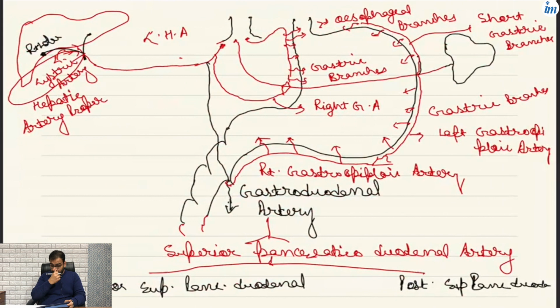Now, if I ask you individually, according to the anatomy of the stomach, what is the blood supply of the fundus part of the stomach? You will say short gastric artery. What is the blood supply of the lesser curvature of the stomach? You will say the upper part is the left gastric artery, the lower part is the right gastric artery, which are anastomosing together.